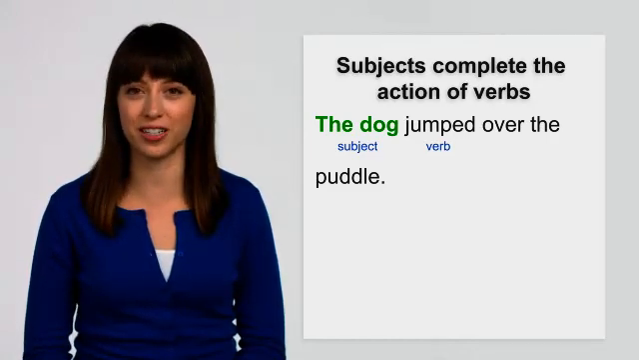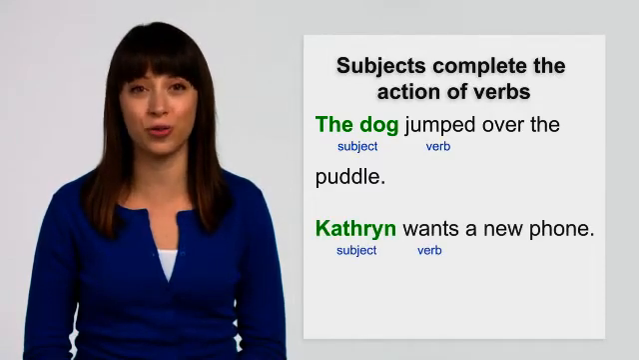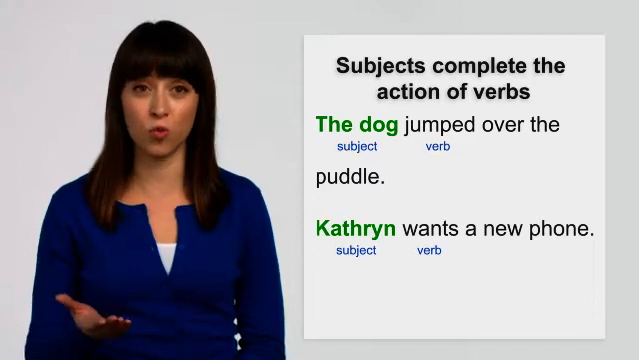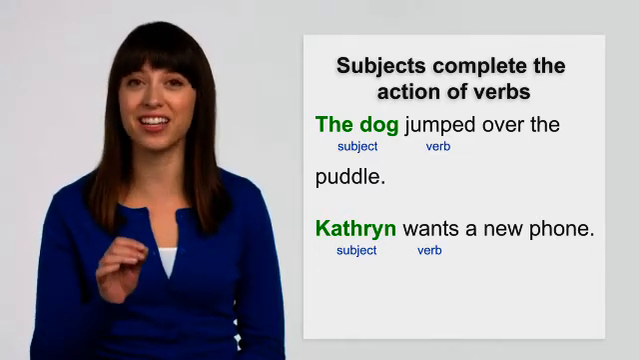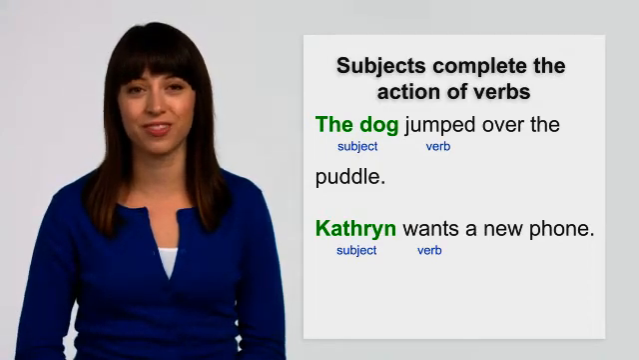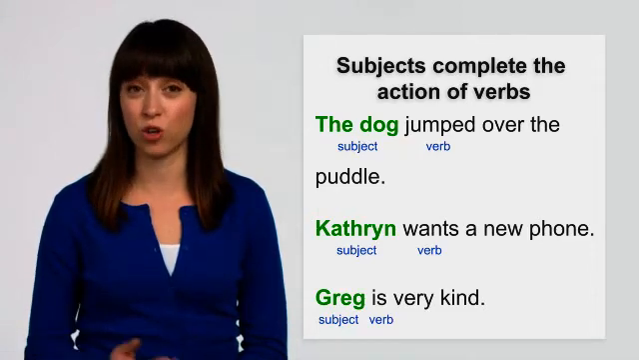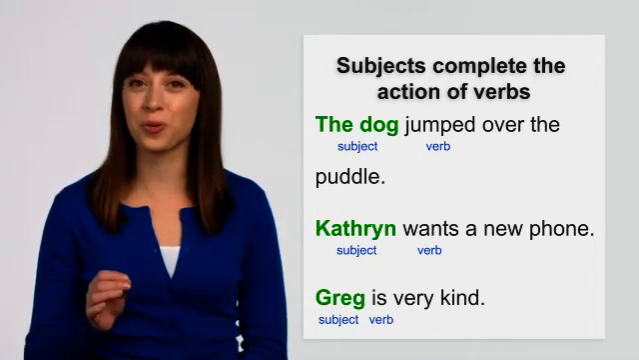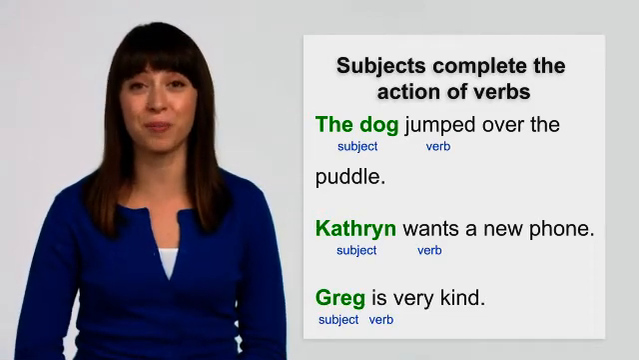Let's look at another sentence. Catherine wants a new phone. Who wants it? Catherine does. Catherine is the subject of the verb wants. Greg is very kind. Who is kind? Greg is. Greg is the subject of the verb is.